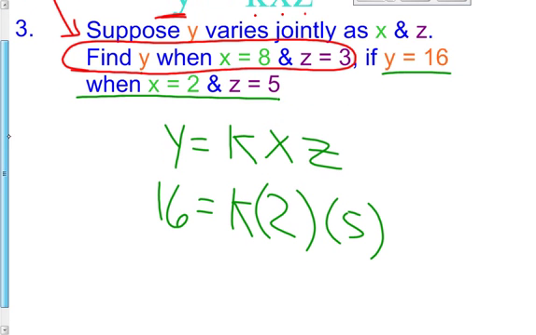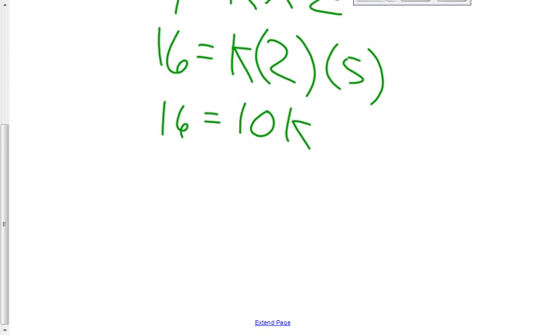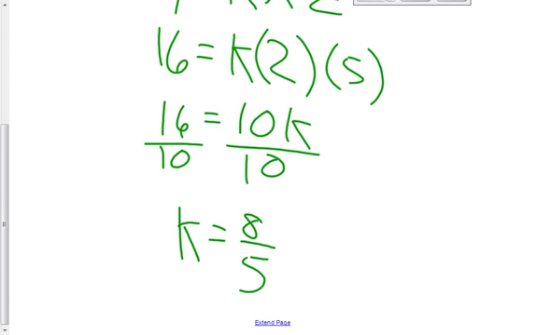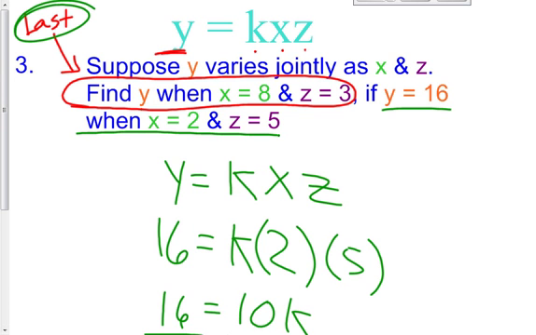And now we're simply going to solve for k. Well, this on the right side equals 10. 2 times 5 is 10. So now we have 16 equals 10 times k. Divide both sides by 10. And what do we got k to equal? K equals 8/5. So if my constant of variation k is 8/5, now let's do this part.